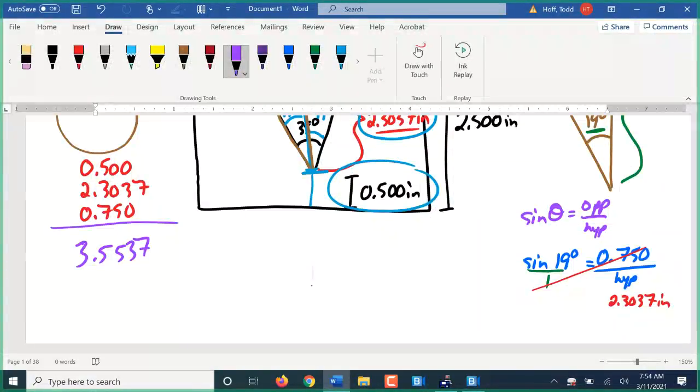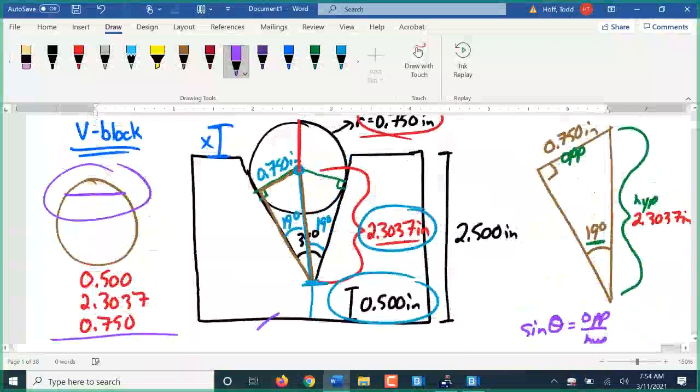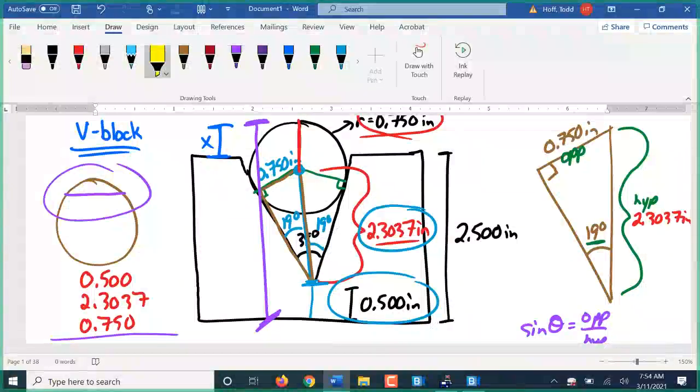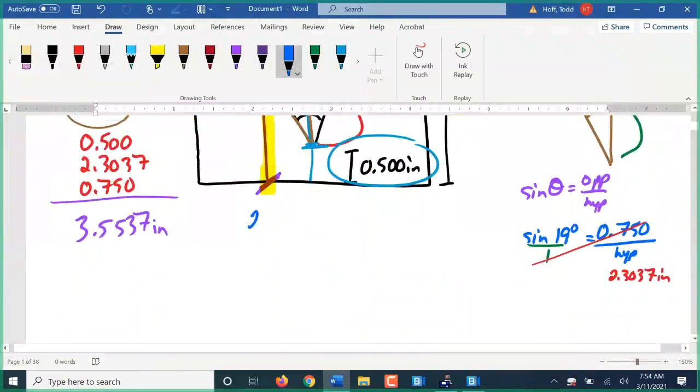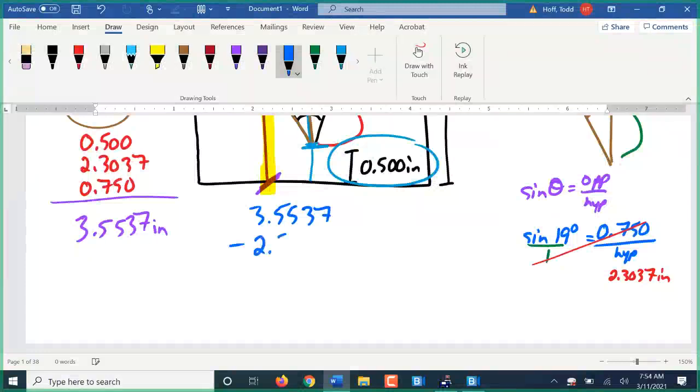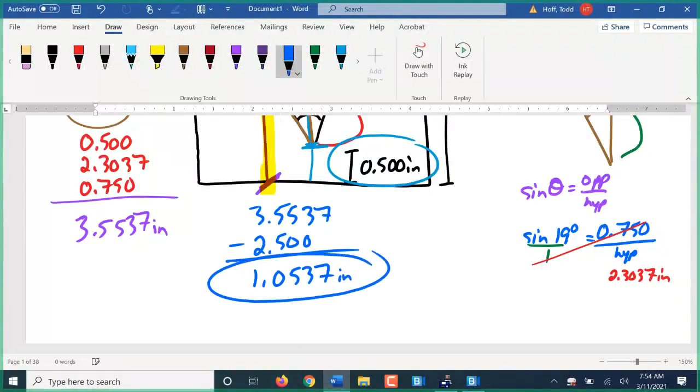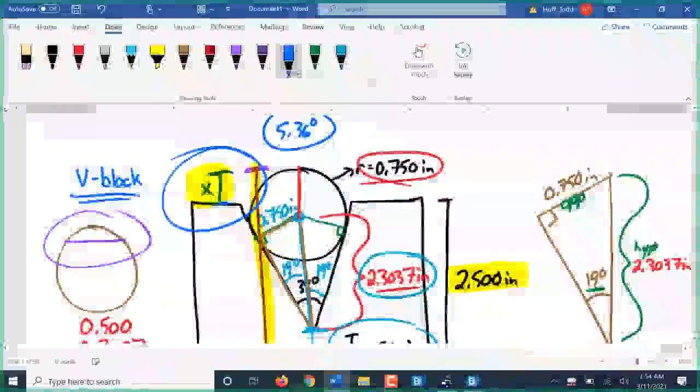3.5537 inches. What that dimension is, is from the bottom of the block all the way up to the top of our round stock. To get this difference here, x, we have to take that dimension we found and subtract the height of the block, the 2.5 inches. So 3.5537 minus 2.500 gives us 1.0537 inches. That is our dimension x that we are sticking up above the V block.